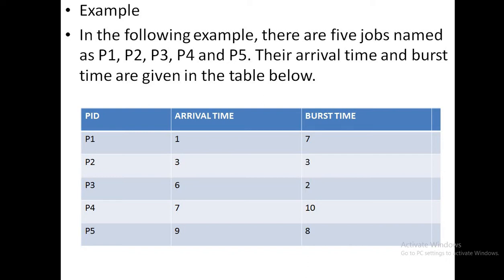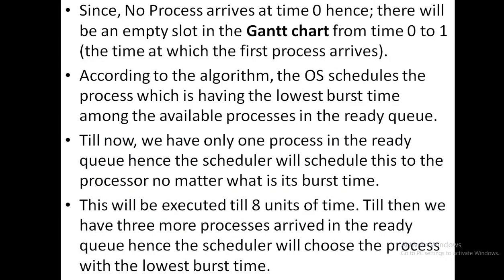The P5 will execute, and after that the P4 has the last job, that is put into the ready queue, and it will execute up to 31 millisecond. 21 plus 10, that is 31 millisecond. So let's go to the Gantt chart to understand easily.